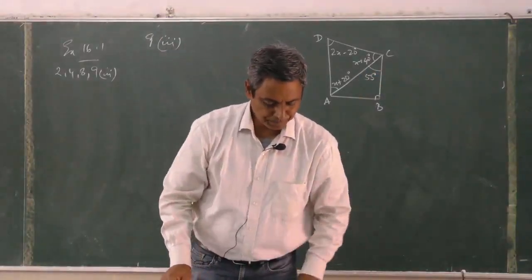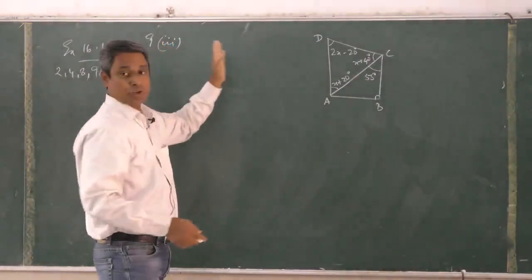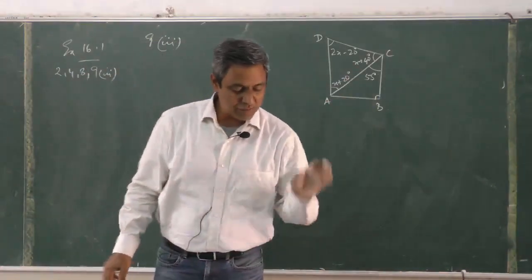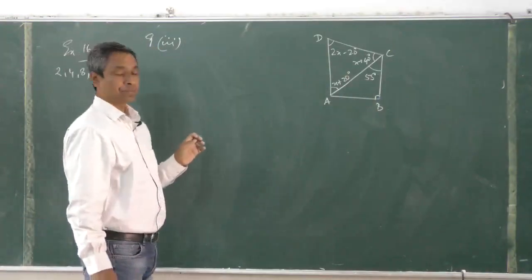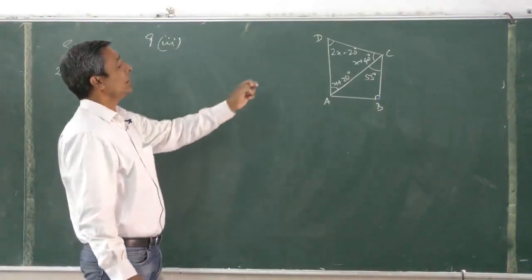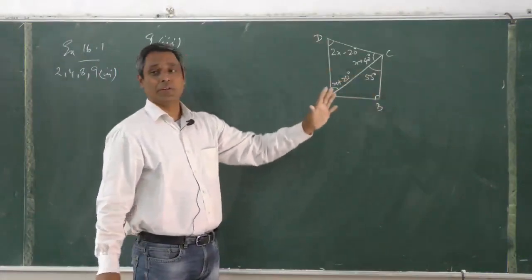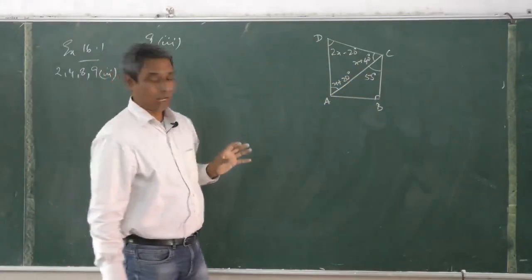Moving on. In each of the figures given below, there are 3 parts, actually 9 part 1 and part 3; part 2 I am not doing. In each of these figures, find the value of x. Now this is not a direct question for quadrilaterals. You can see the quadrilateral, but you can't apply the angle sum property of quadrilaterals.